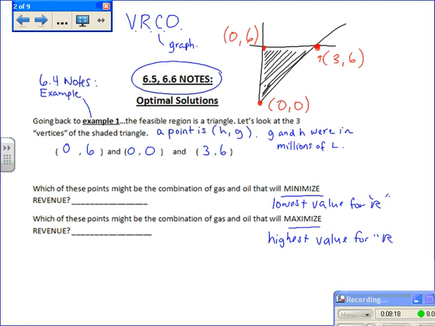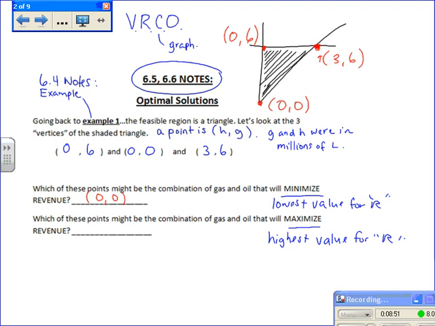And so what we can do is plug each of these points into our objective function. You might just look at it and take an educated guess. If I look at the first point, 0, 0, I know that if the refinery didn't produce any gas or heating oil, I wouldn't have any money, right? So that might be a good guess for the lowest value for R. Just an educated guess would probably be 0, 0.